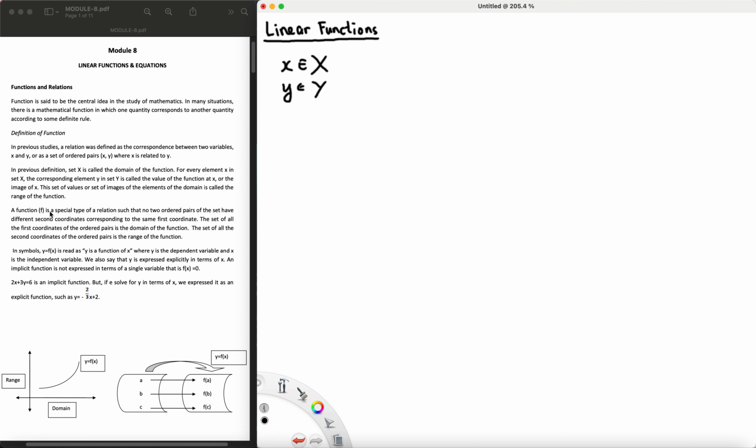So a function is a special type of relation such that no two ordered pairs of the set have second coordinates corresponding to the same first coordinate. The set of all first coordinates of the ordered pairs is the domain of the function, and the set of the second coordinates is what we call the range of the function, same as what we call domain and range in relations. So in symbols, we write y equals f of x.